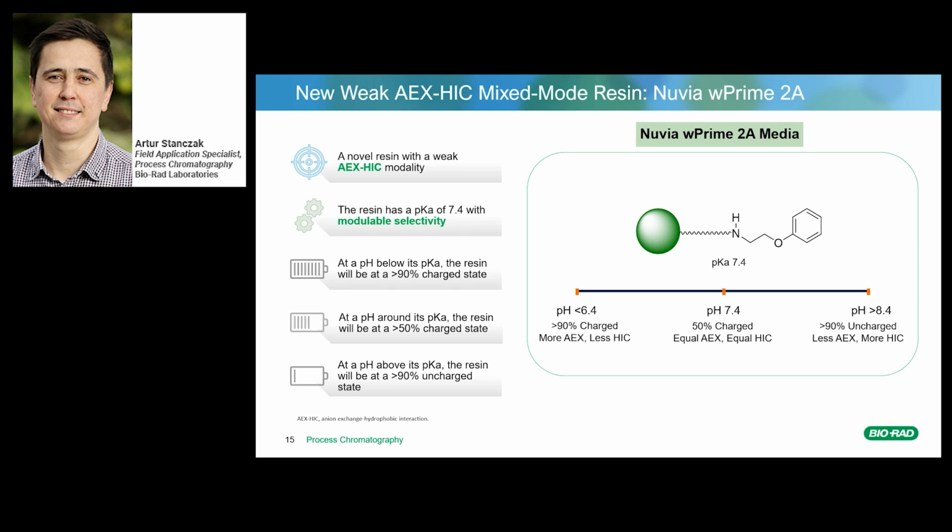At pH 8.4, over 90% of the ligands are uncharged, making the hydrophobic interactions the primary contribution to molecule interactions. Conversely, at pH 6.4, over 90% of the ligands are positively charged. When comparing this weak anion exchange ligand to the quaternary amine ligand, which remains permanently positively charged, we observed higher binding under the same conditions, likely due to reduced repulsion between some uncharged ligands and the product.